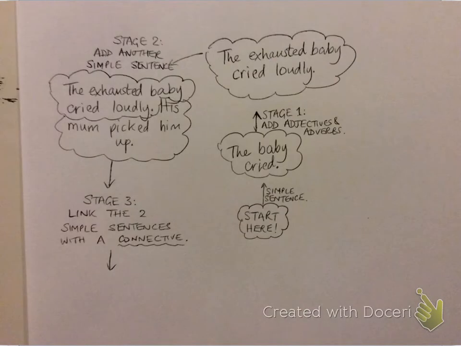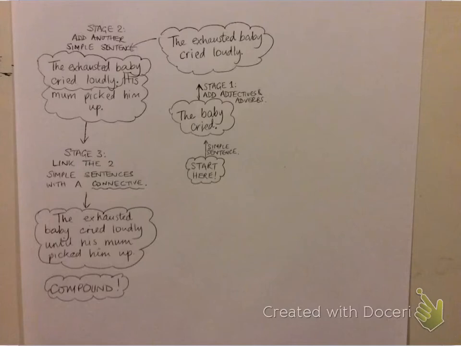To link them together, we're going to use a connective. Some people call this a conjunction. It just means the same thing. So our connective here is the word until. The exhausted baby cried loudly until his mum picked him up. If you use a conjunction or a connective to link two simple sentences together, there's no need for a comma, as you don't need to take a breath. So here we've got a compound sentence.